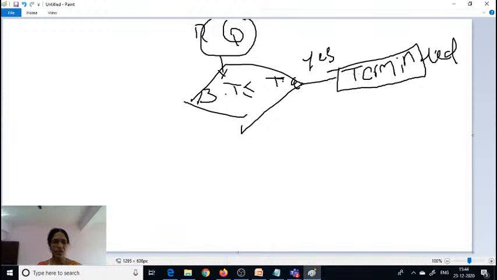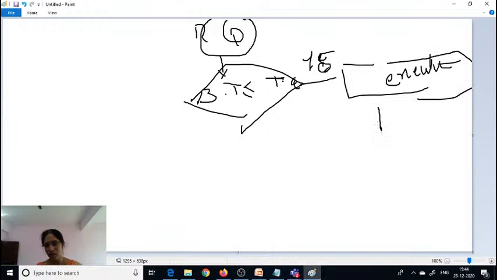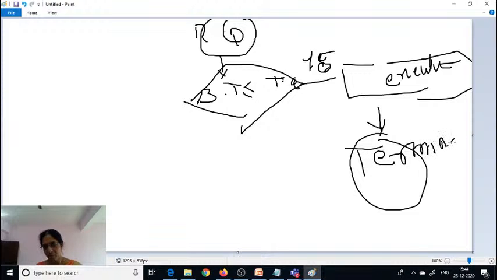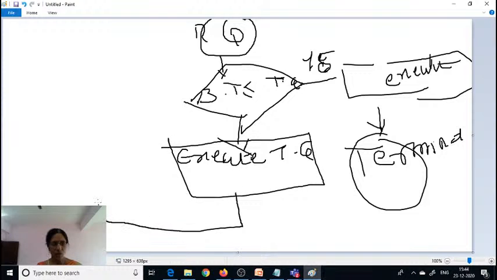So the first process executes, and after executing, it goes to the terminated state. Suppose the burst time is large, that means the burst time is greater than the time quantum. Then it executes for the given time quantum and goes to the ready queue.